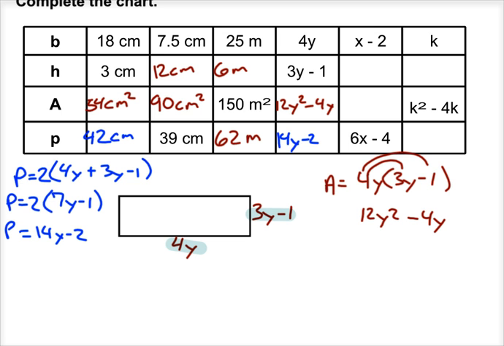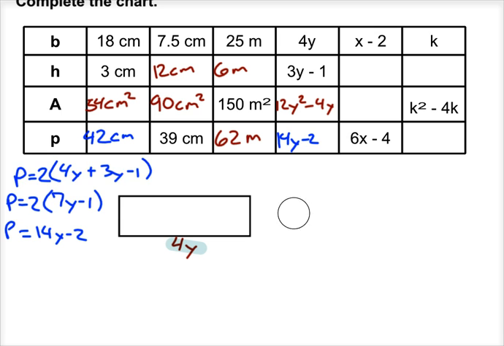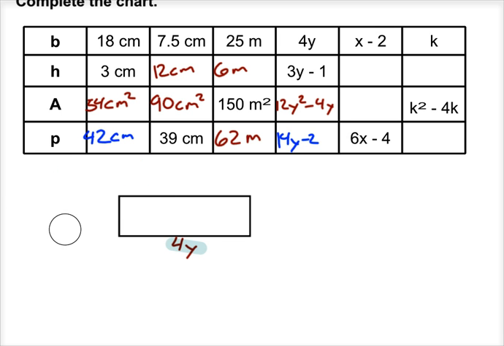Going to the next one over. Dealing with some variables here as well, so I'm going to try to be careful as I go through. They're telling me that the base is x minus 2, and they're telling me the perimeter. So what I don't know is the height. So I know if I want to find the perimeter though, it's double what I get when I add the two together. So x minus 2 added with whatever the height is.